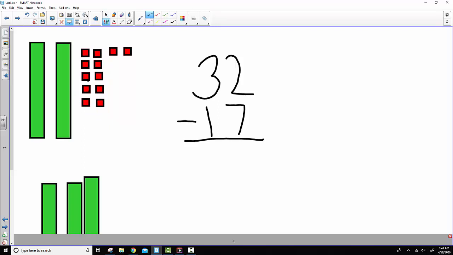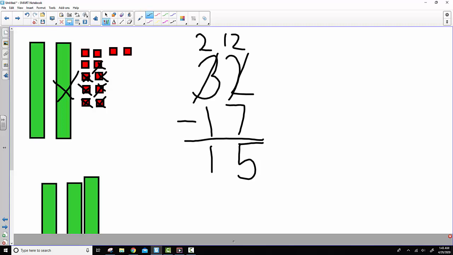Now we're ready to subtract. So we've exchanged one of the tens for 10 ones. We already had 2, and 2 ones plus 10 ones would be 12 ones. Now, 12 ones subtracting 7 ones. We can take off 1, 2, 3, 4, 5, 6, 7. You can see we have 5 ones remaining. Next, we look at our tens column. 2 tens subtracting 1 ten would leave us with 1 ten.